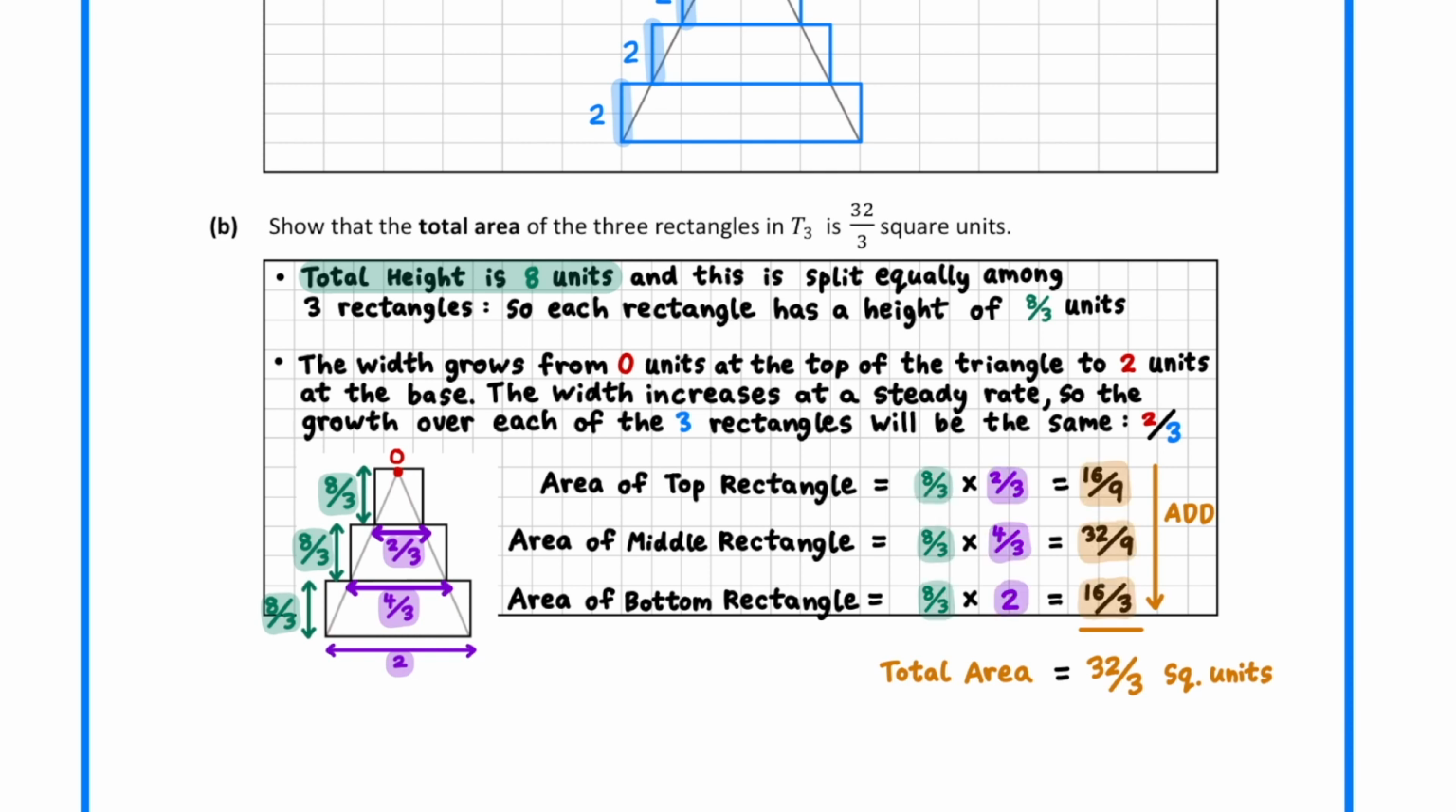Now, we can find the area of each rectangle by multiplying the height by the width. To find our total area, we simply add these results together.